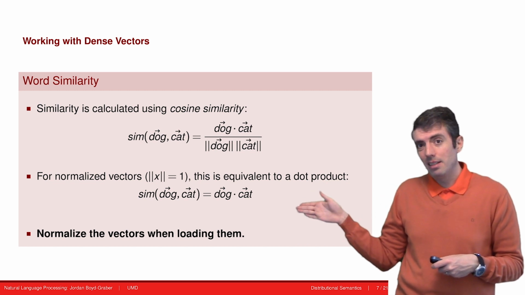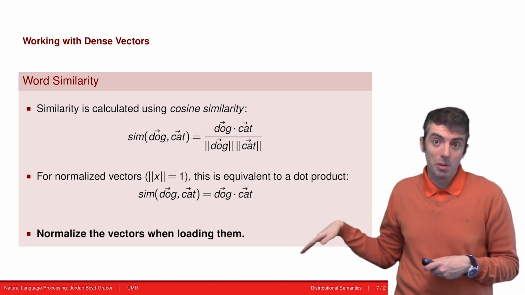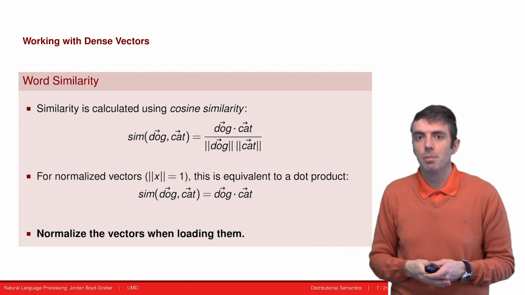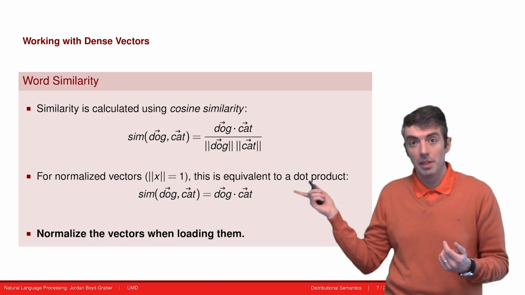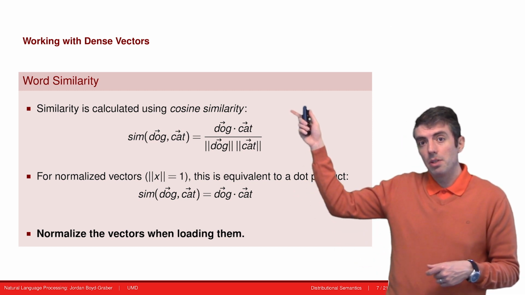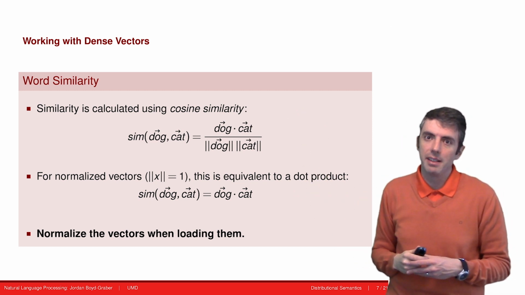So it's much faster to do the dot product, so a good rule of thumb is that you should normalize the vectors before you load them into your memory, so that you just have to do the normalization once. Otherwise, every time you compute the cosine, you have to implicitly normalize the vectors.